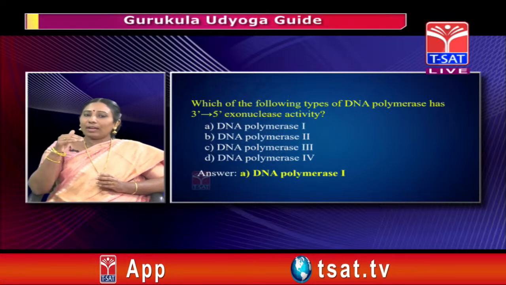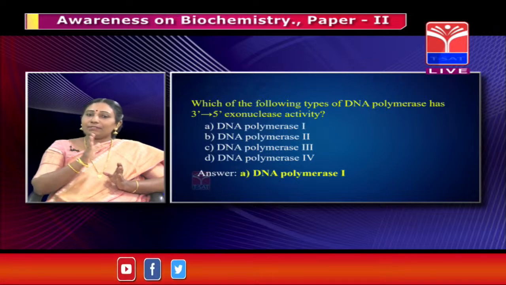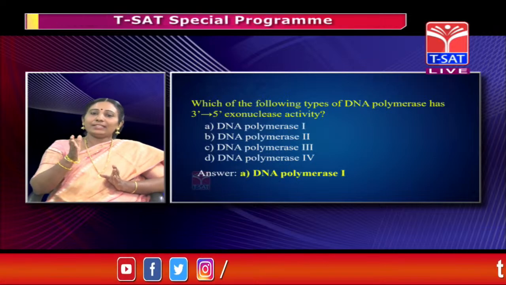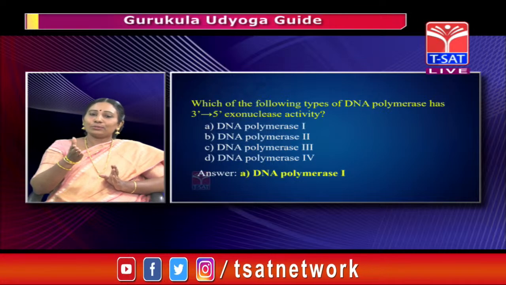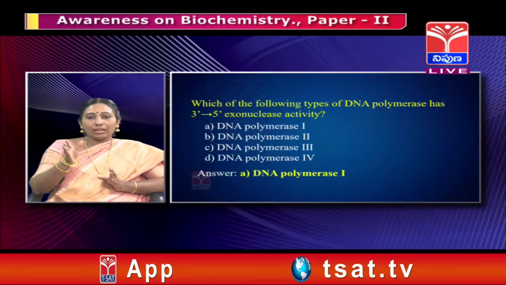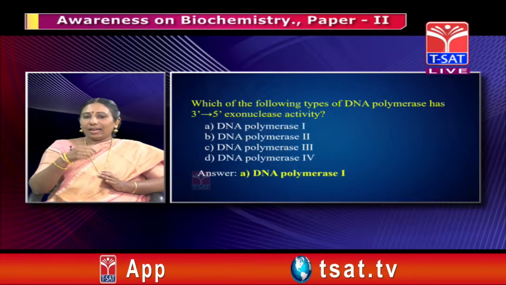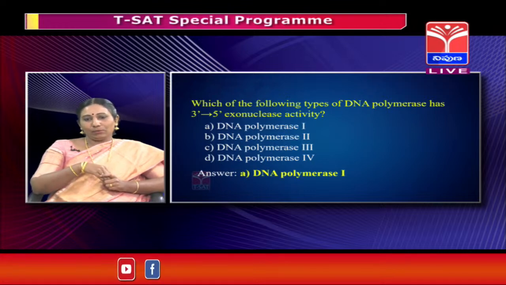So, you have to have clarity on the direction in which the polymerase activity will take place, or the proofreading activity, exonuclease activity is going to take place. All these need to be learnt, so that you can easily answer this question. So, you see the answer here is DNA polymerase 1.